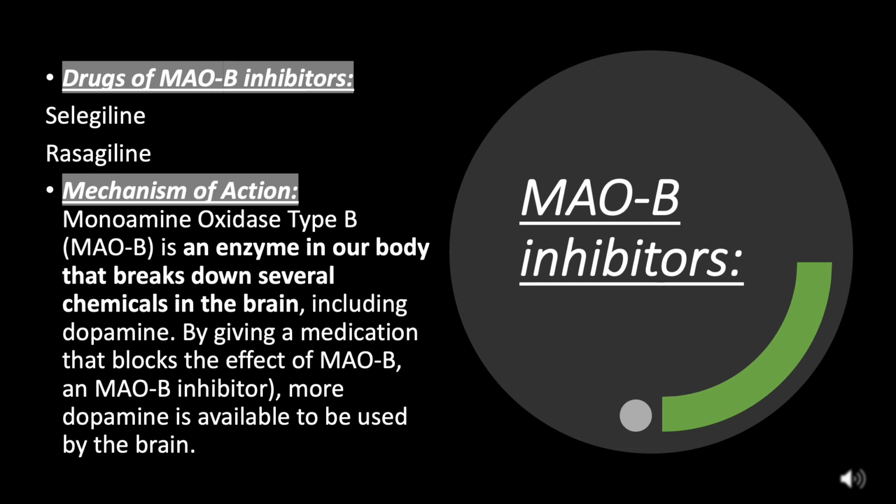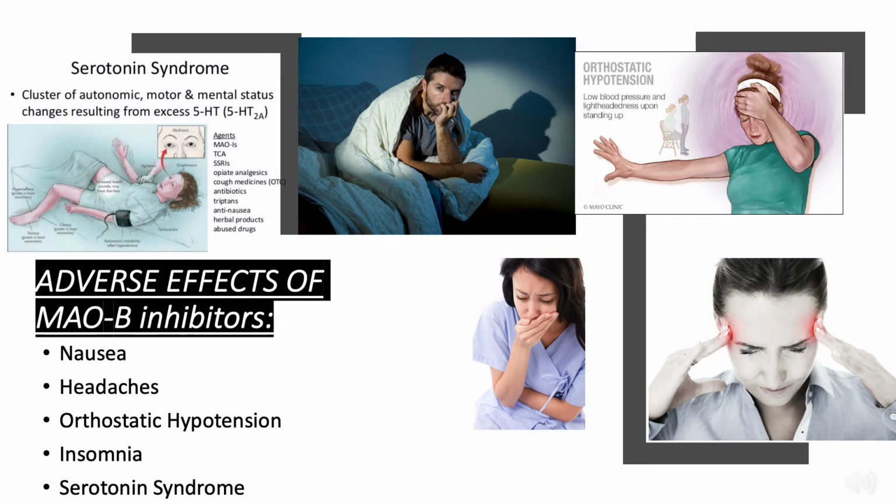MAO-B inhibitors. Drugs of MAO-B inhibitors: SELEGILINE, RASAGILINE. Mechanism of action: monoamine oxidase type B, MAO-B, is an enzyme in our body that breaks down several chemicals in the brain, including dopamine. By giving a medication that blocks the effect of MAO-B, more dopamine is available to be used by the brain. Adverse effects of MAO-B inhibitors: nausea, headaches, orthostatic hypotension, insomnia, serotonin syndrome.